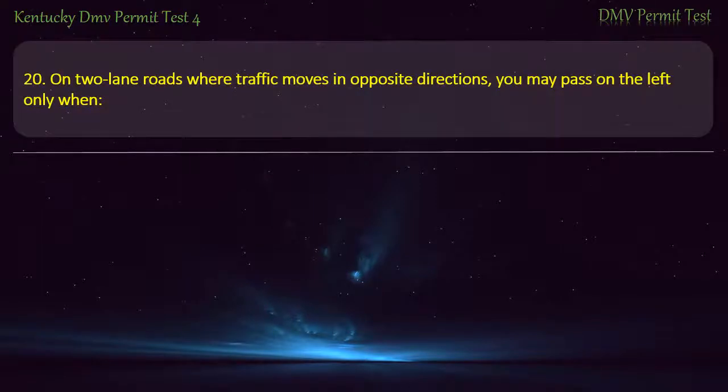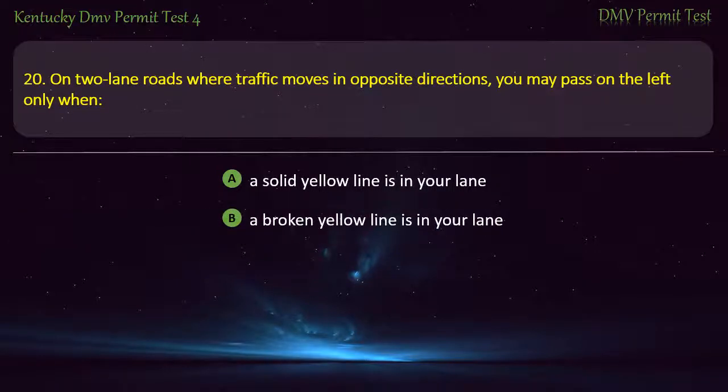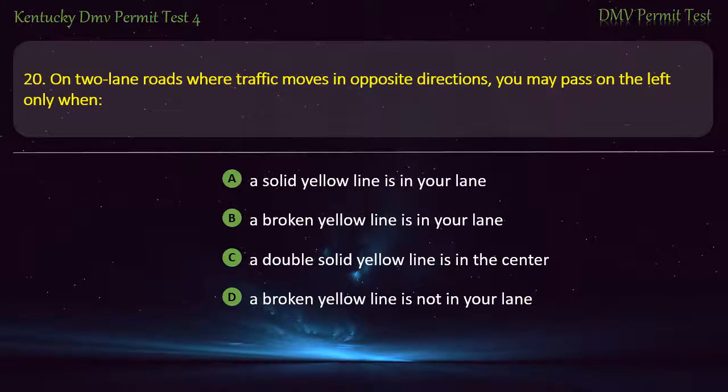Question 20. On 2-lane roads where traffic moves in opposite directions, you may pass on the left only when a solid yellow line is in your lane. A broken yellow line is in your lane. A double solid yellow line is in the center. A broken yellow line is not in your lane. Answer. A broken yellow line is in your lane.